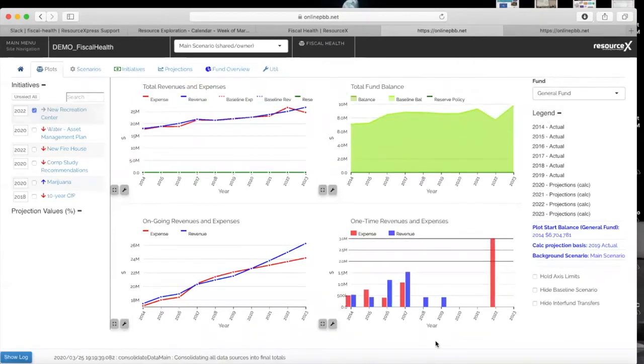And what you've seen take place is we have the large increase of the one-time capital construction. We've also added to our ongoing expenses, but we also added to our ongoing revenue streams. Our fund balance took a little bit of a hit, but not that big of a deal. And here's our total picture overall.